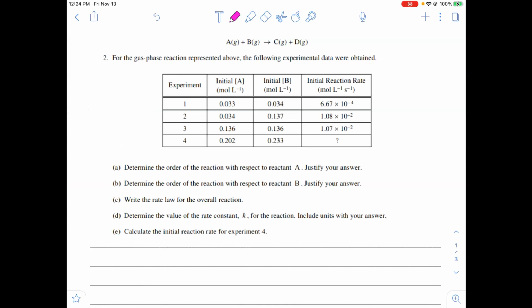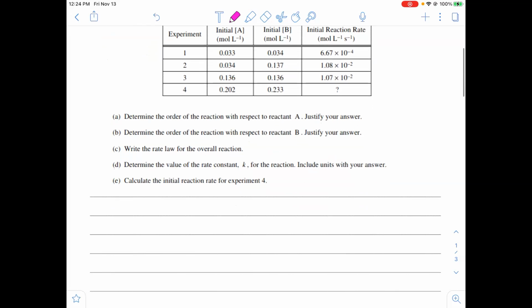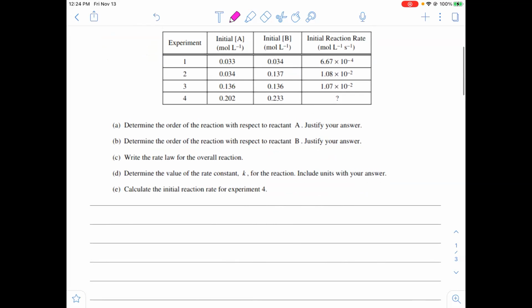This question is looking at the reaction of A and B to produce C and D. In this question, we've done 4 experiments, and we have initial concentrations of A, initial concentrations of B, and we have the initial reaction rates. Question A asks us to determine the order of the reaction with respect to reactant A. So what we need to do is find 2 experiments to compare where B is not changing, so that means we can eliminate B. I'm going to look at experiment 2 and experiment 3, so we're going to start by comparing those 2.